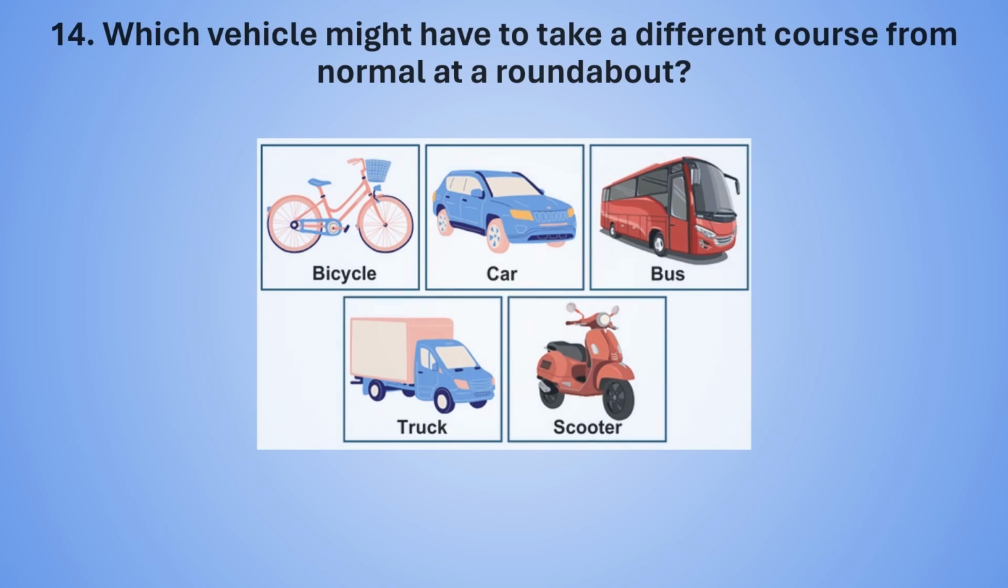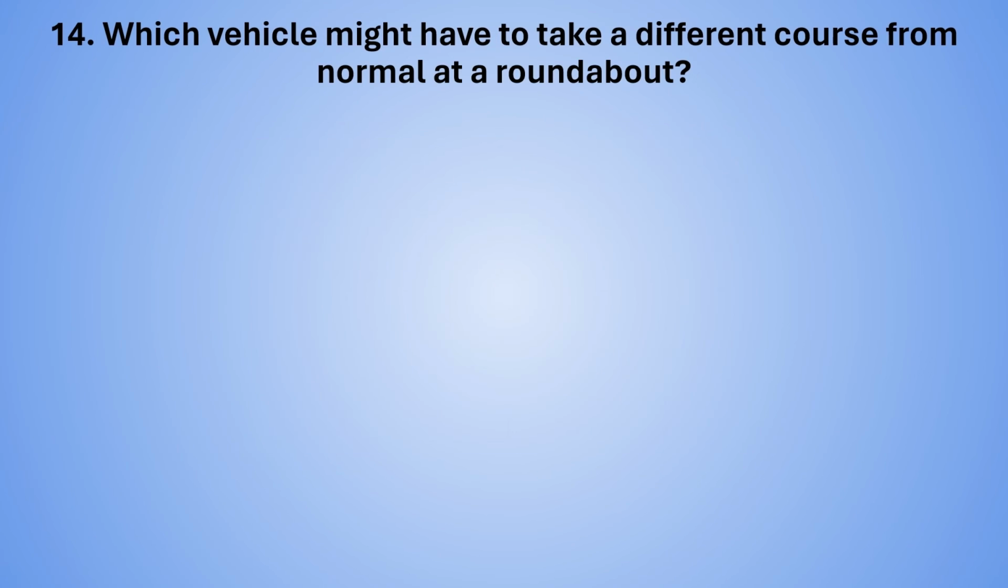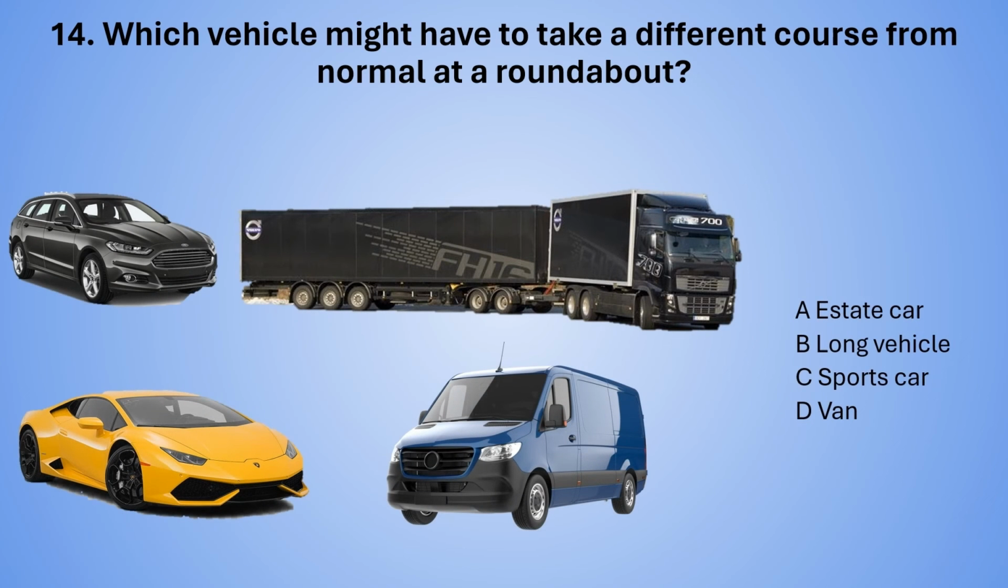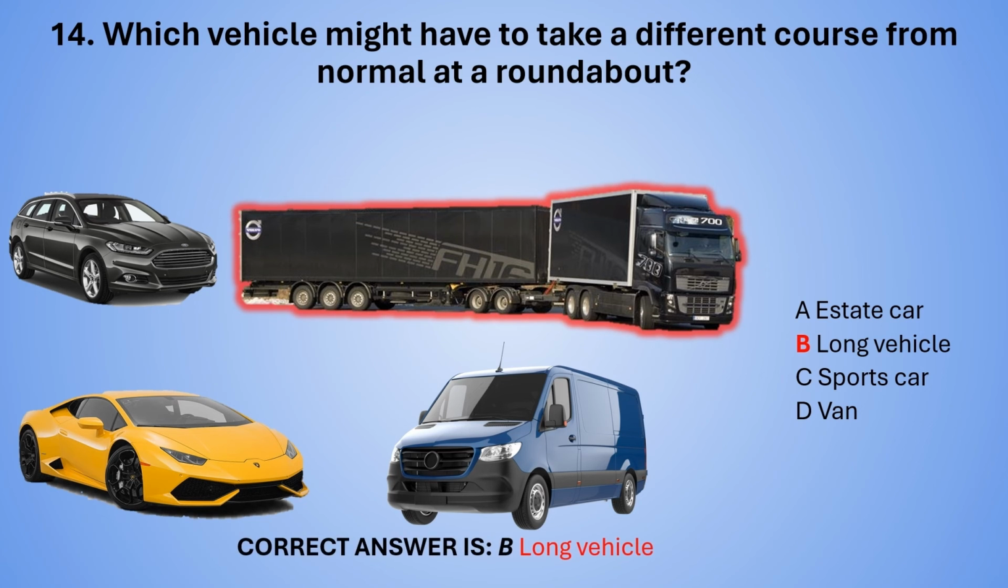Which vehicle might have to take a different course from normal at a roundabout? A. An estate car. B. A long vehicle. C. A sports car. Or D. A van. Okay guys, the countdown starts now. 5, 4, 3, 2, 1. And the correct answer is B. A long vehicle.